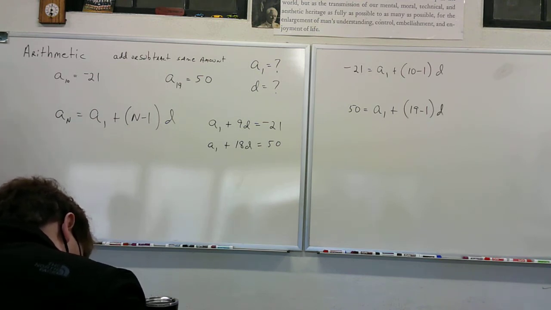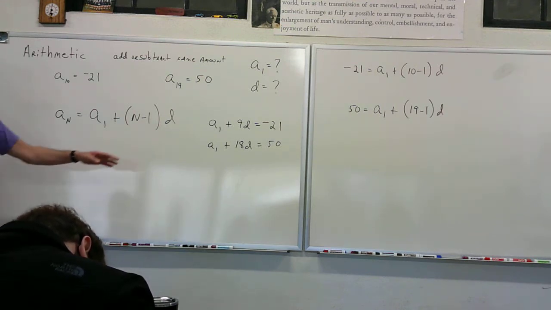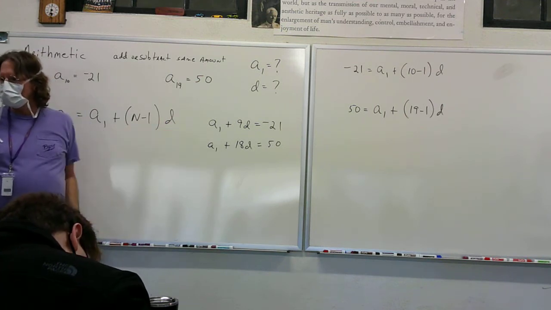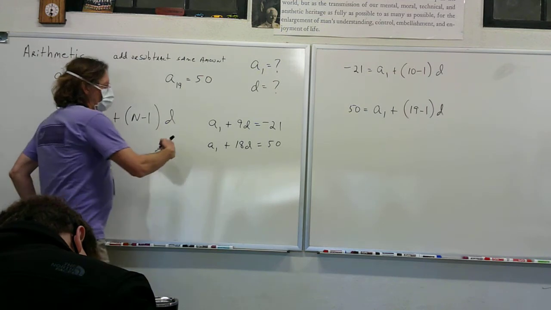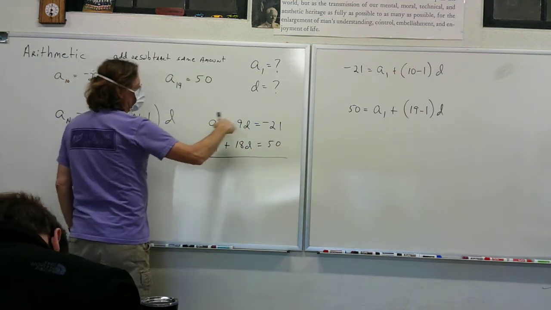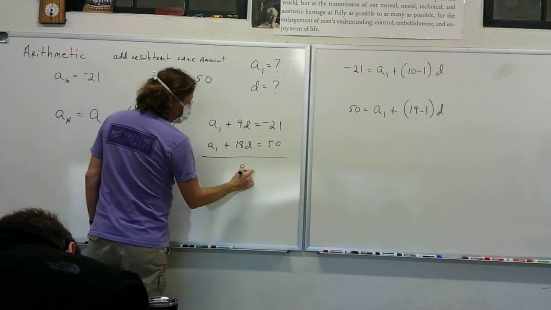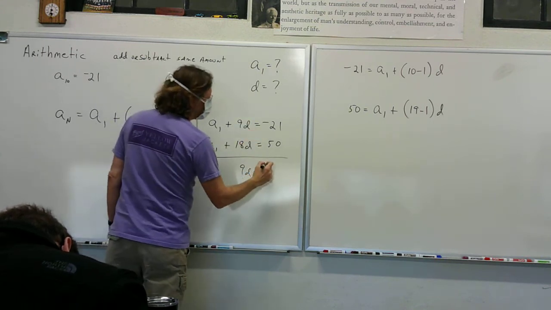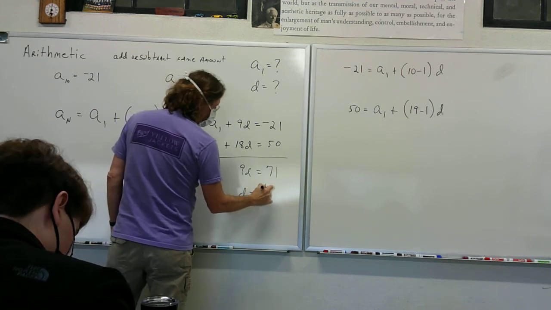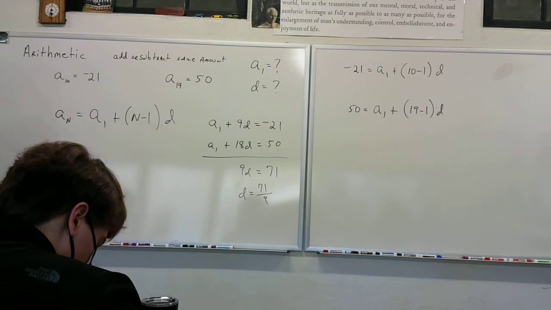Probably involves a fraction. Is everyone really okay with writing these two? Good? All right. Now, subtract or change the signs and add. I would change the signs on the top one and add because it makes my life easier. And I'd get 9d equals 71. So d is equal to 71 divided by 9. And that is not a good number, but that's okay.